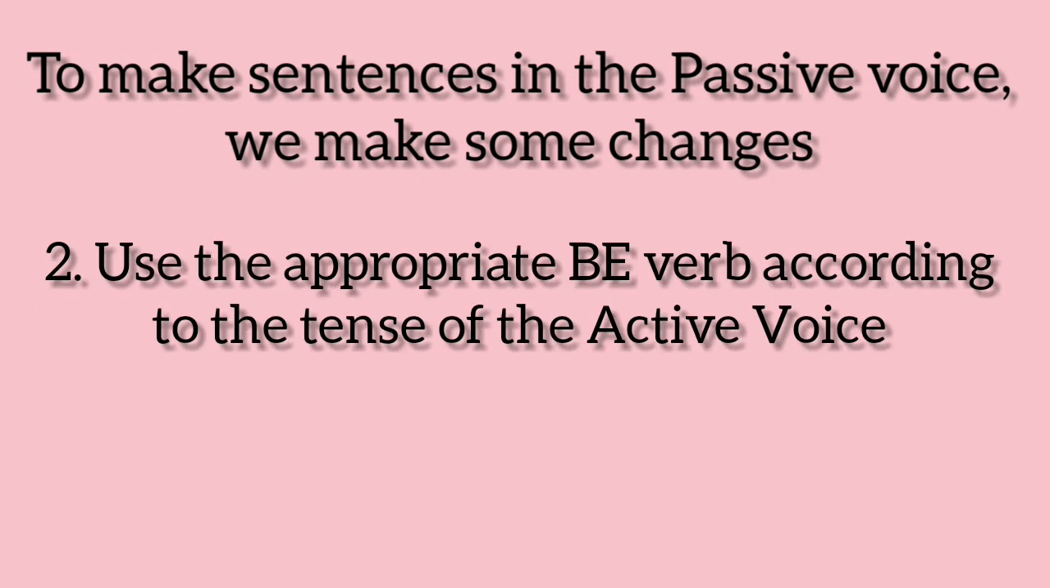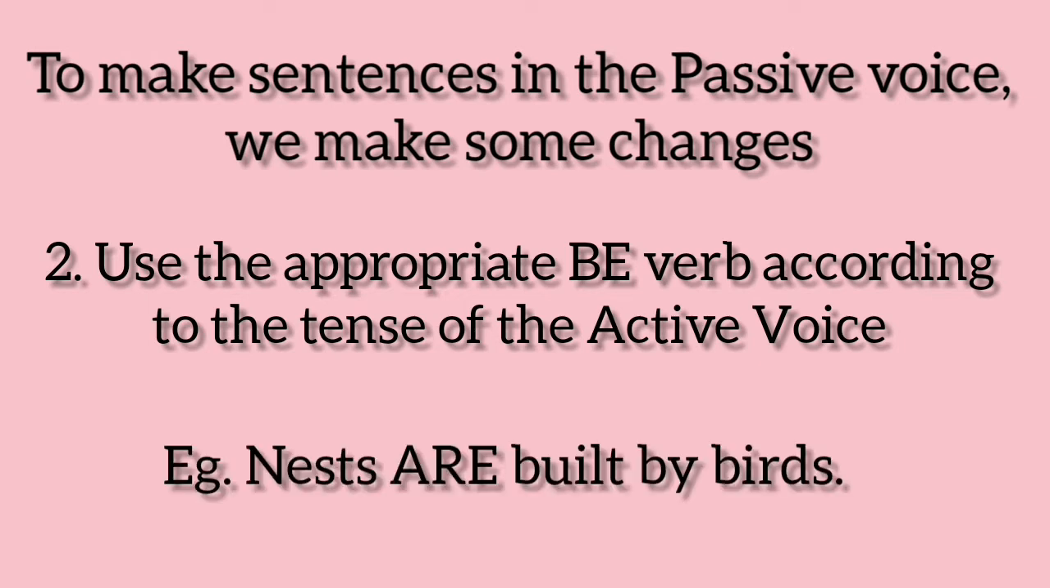Second is, we use the appropriate be verb according to the tense of the active voice. For example, nests are built by birds. Since the sentence birds build nests is in present tense, the change of active to passive is also done with the present tense be form, that is are.